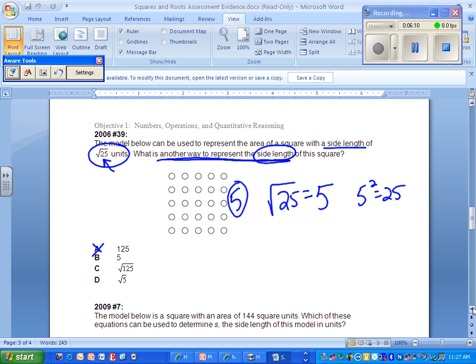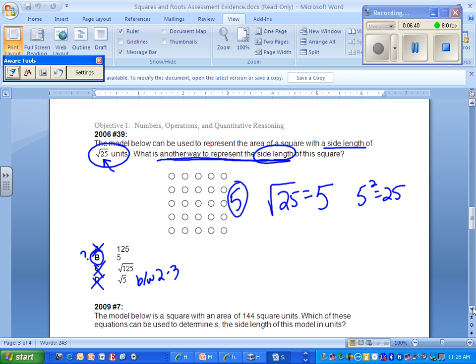125 is not 5. 5 is 5, but can it be that easy? Square root of 125. I do not know on C, square root of 125. It's not a perfect square. I know it's between 11 and 12. It's closer to 11, but it's certainly not 5, so that's not it. And square root of 5 is between 2 and 3, because I know the square root of 4 and the square root of 9. Square root of 5 is not 5.